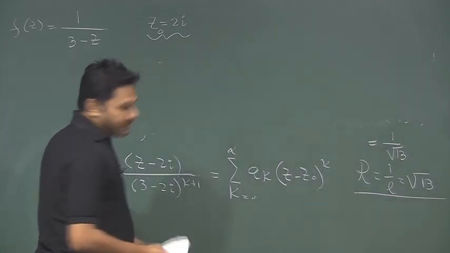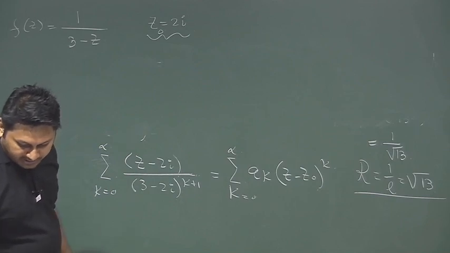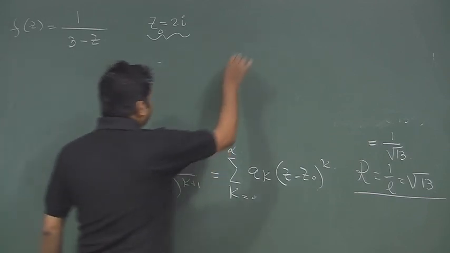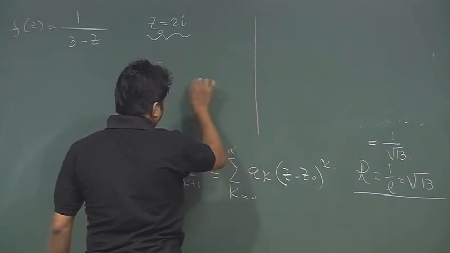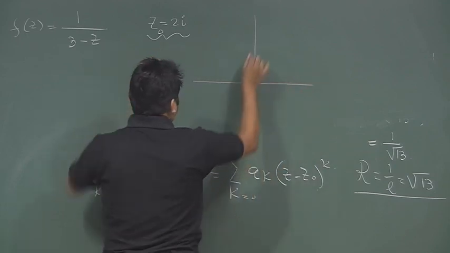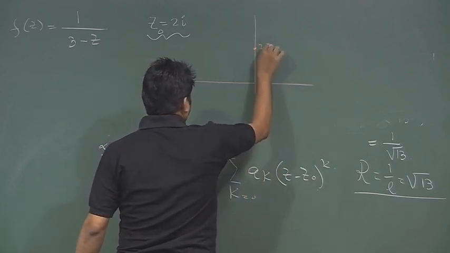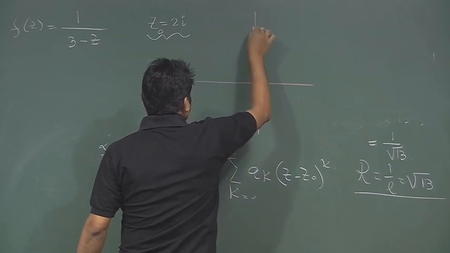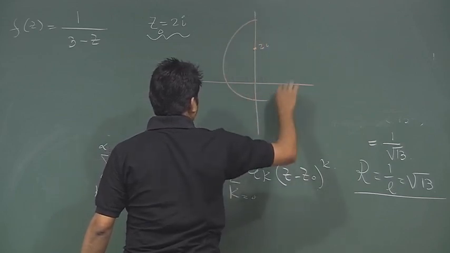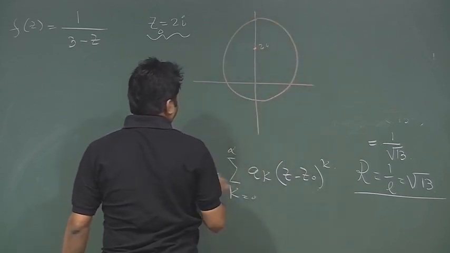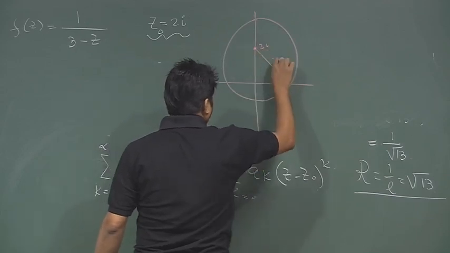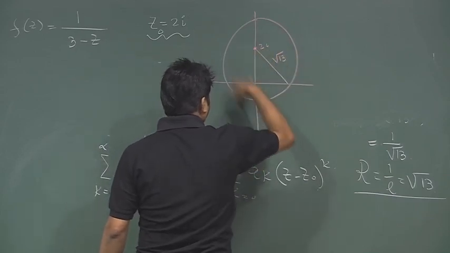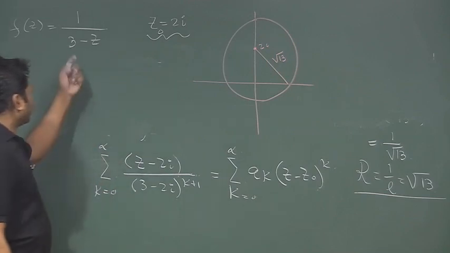And if I want to visualize that, which is important, every time I suggest you to visualize where this convergence is happening. So, the point 2i is somewhere here. If I make a circle over that with radius root over 13, this is the region where I can expand this function.